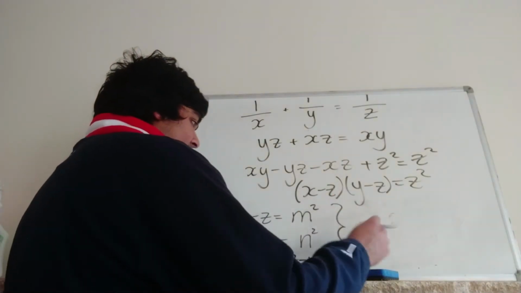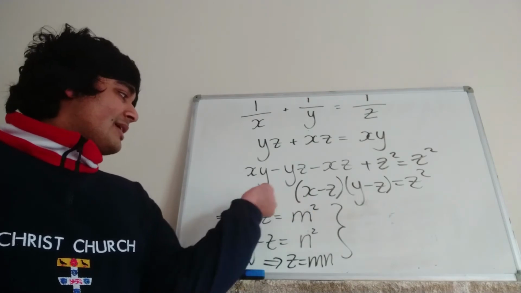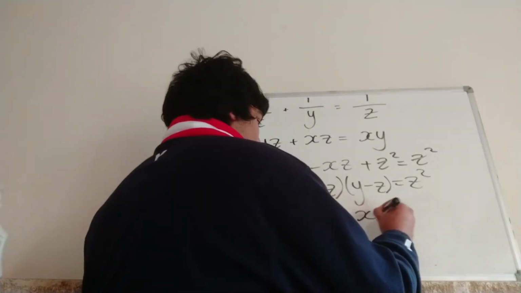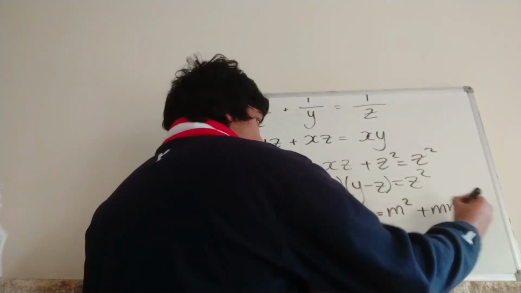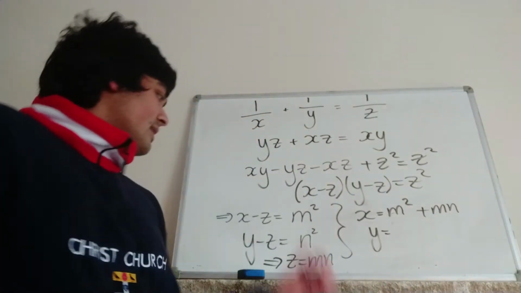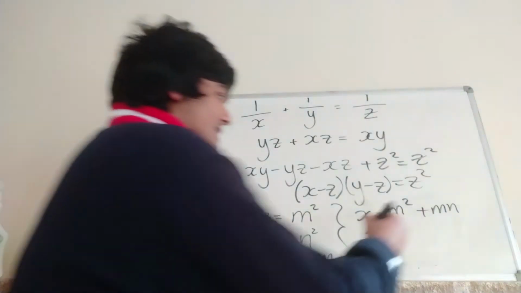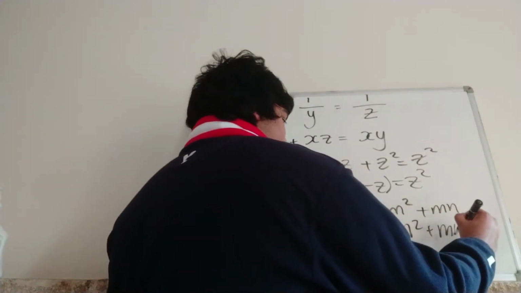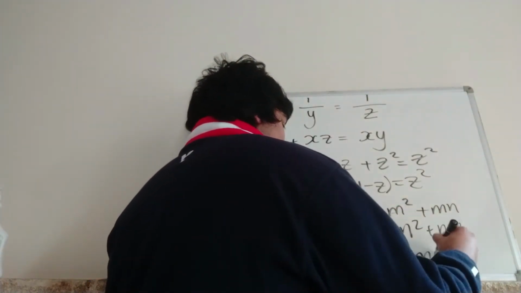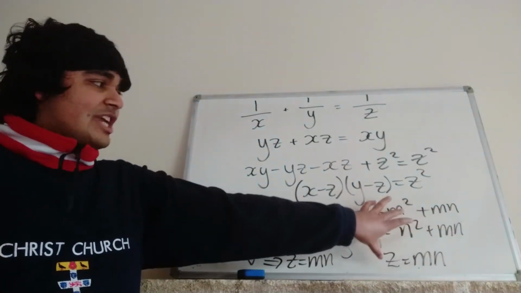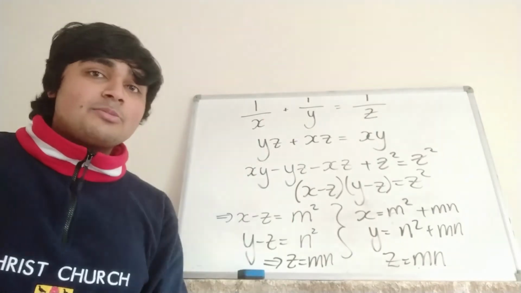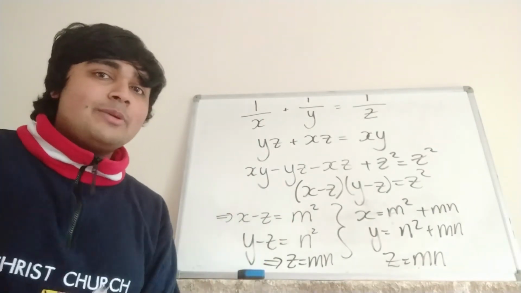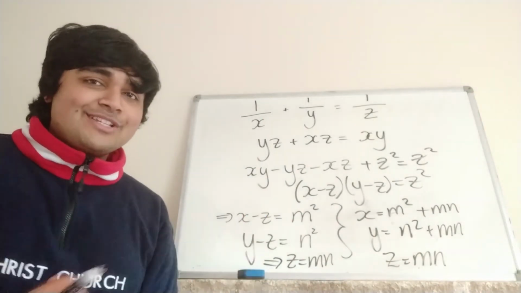Okay, so then combining these, we get that x is equal to m squared plus z, which of course is mn, so m squared plus mn. y is equal to n squared plus z, which is just n squared plus mn, and z is just equal to mn. So now what we've got to do is just check that this indeed does define a valid solution to the optic equation, and then we can multiply through by our arbitrary factor, and then we'll be done. Let me clean up the whiteboard and we'll continue.